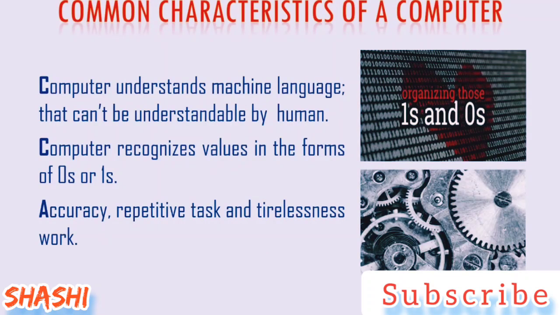Common characteristics of a computer. A computer understands machine language that cannot be understood by humans. A computer recognizes values in the form of zeros or ones. Accuracy, repetitive tasks and tireless work.